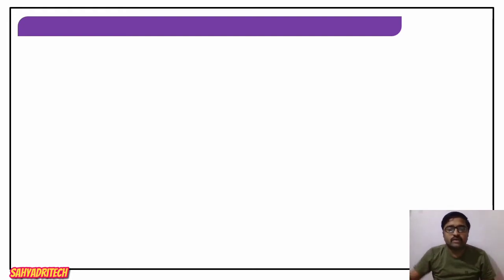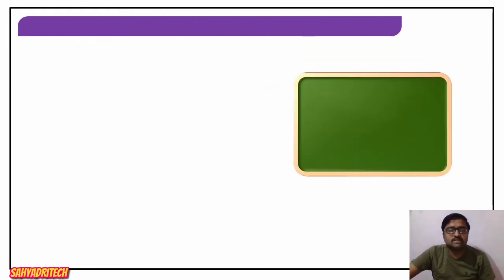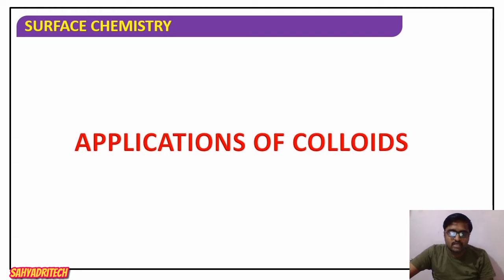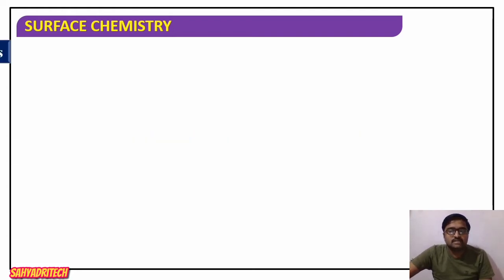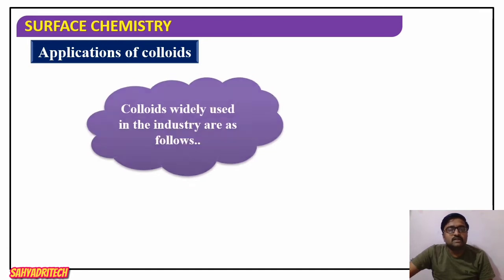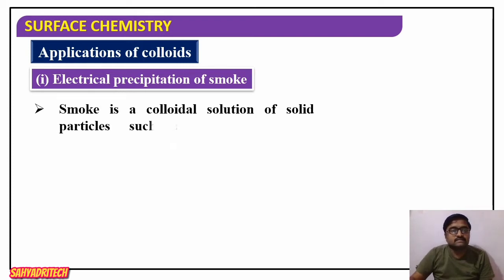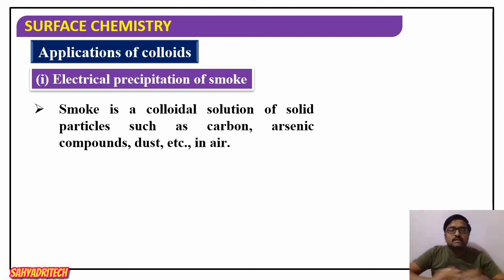Now in this session we are going for the next concept, a continuous part of the chapter, that is applications of colloids. If I consider applications of colloids, the first and foremost application is electrical precipitation of smoke. Whenever you consider the factories, the exhaust fans or exhausters, usually we call them chimneys, present in the factories.